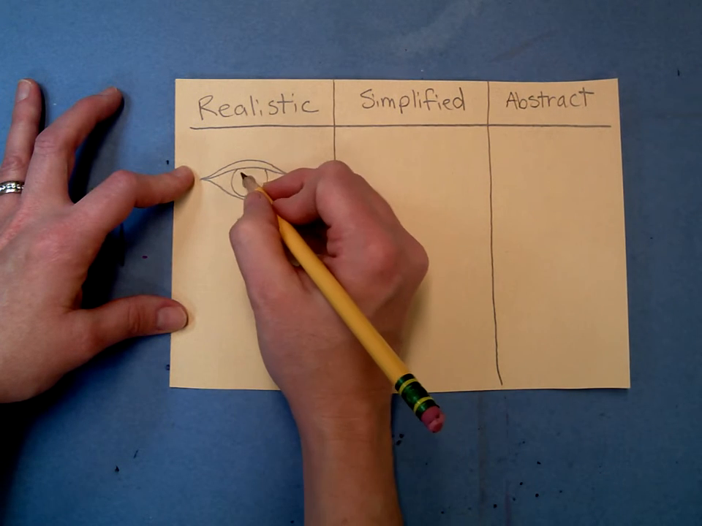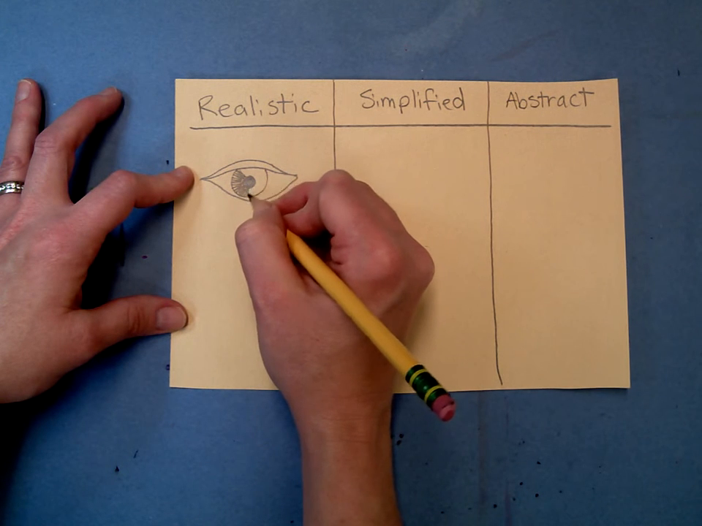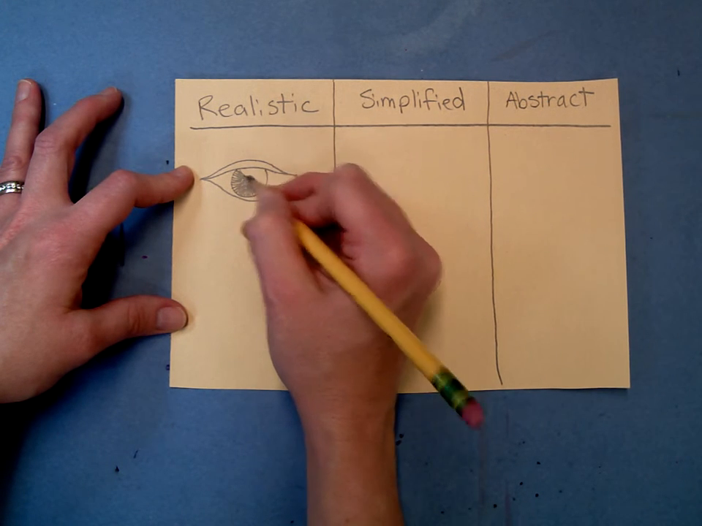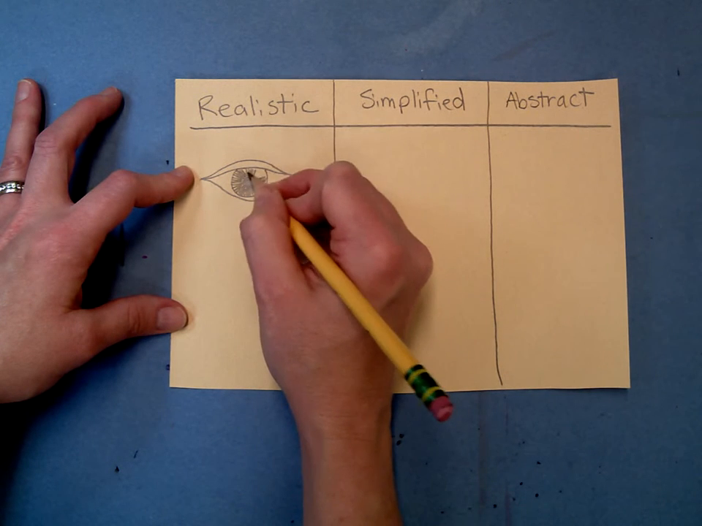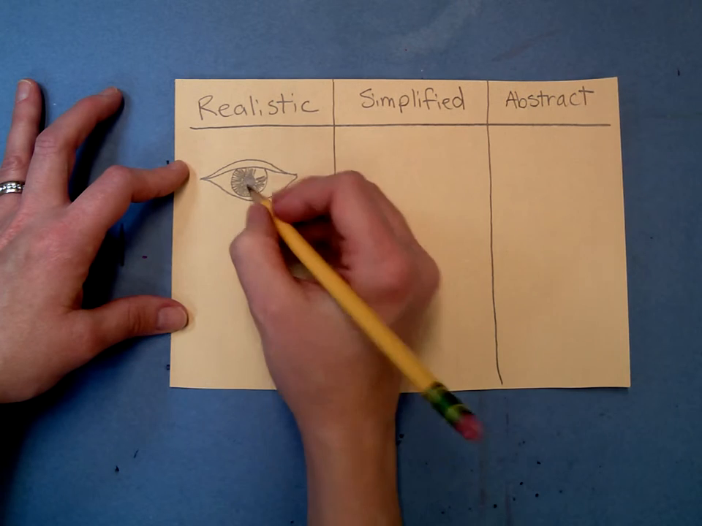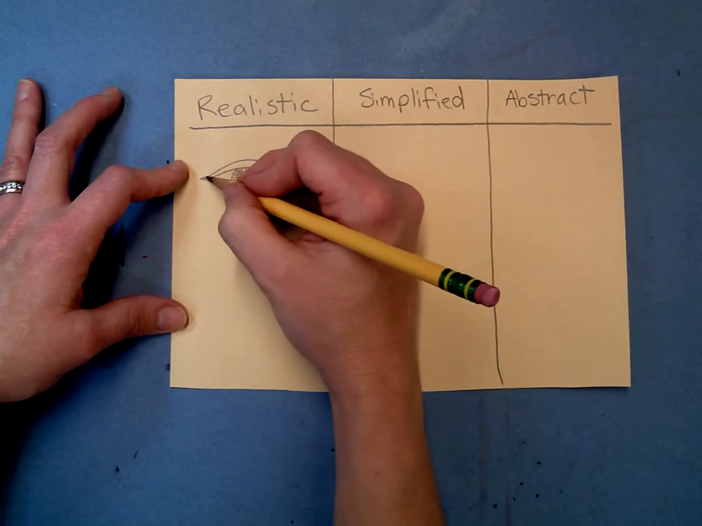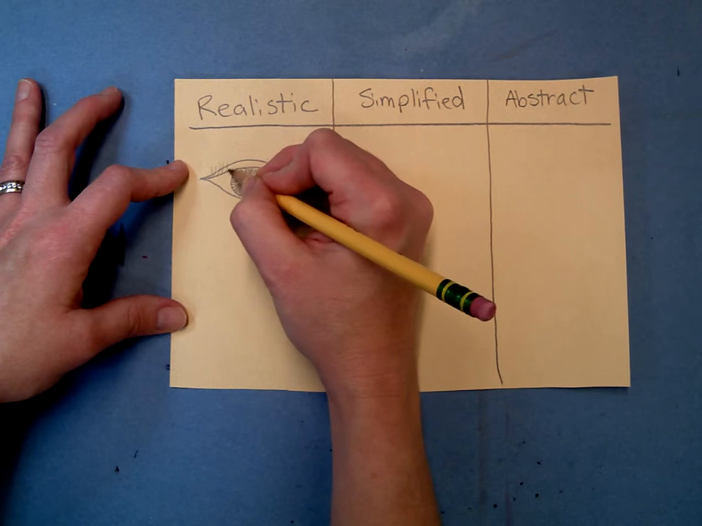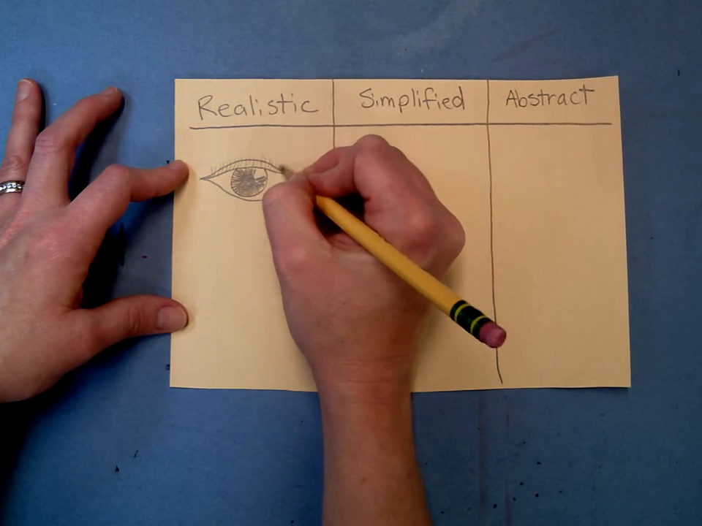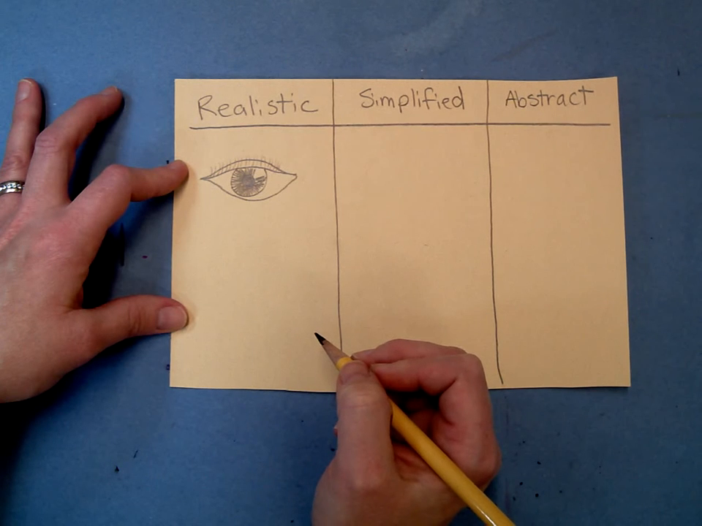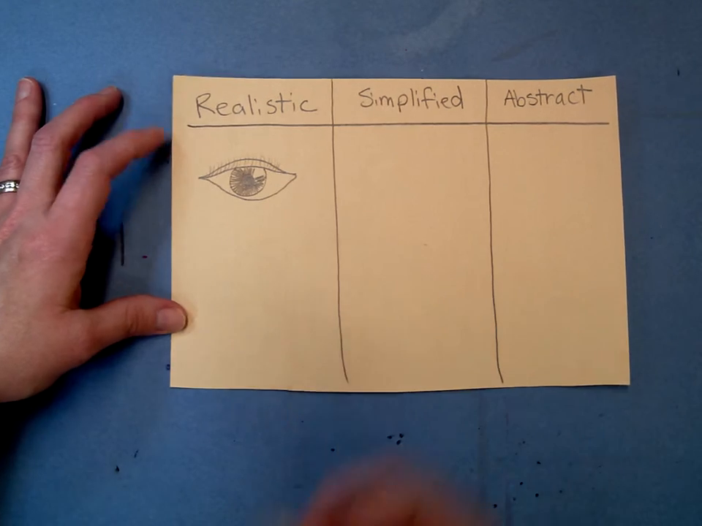Then the iris, I'm going to shade that in kind of like rays of a sun or flower petals, starting from the center and working your way out. I'm going to leave a little bit of white space to make it look a little more reflective. And then as a realistic detail, you can go in and add eyelashes. I drew mine really lightly just so they wouldn't distract from the rest of the shape.